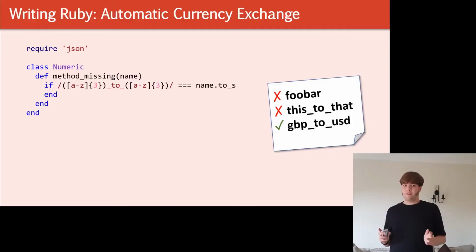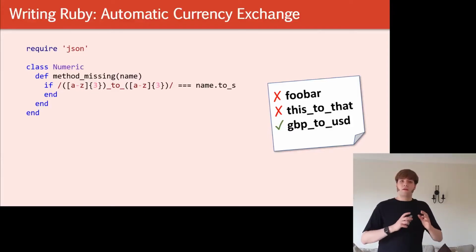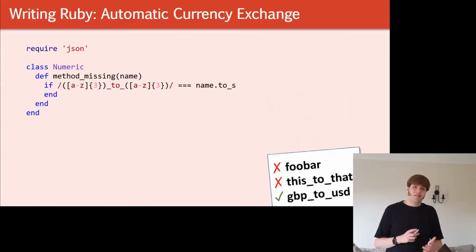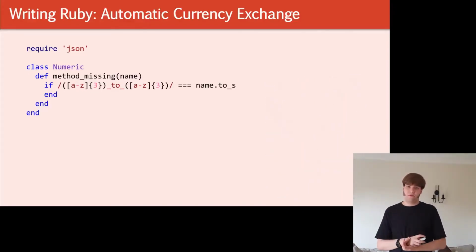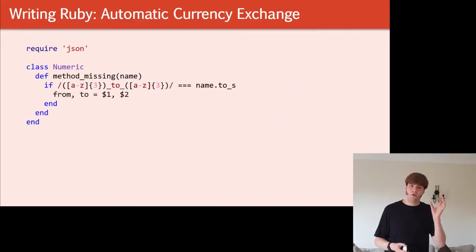What all this means is that the code inside this if statement will only execute if we've tried to call a method called one currency conversion to another currency code. In the real world, you'd want to validate that these were actual currency codes. Recall from the beginning that Ruby puts regular expression capture groups into the global variables $1 to $9, so we can extract the 2 currency codes into 2 variables, from and to.